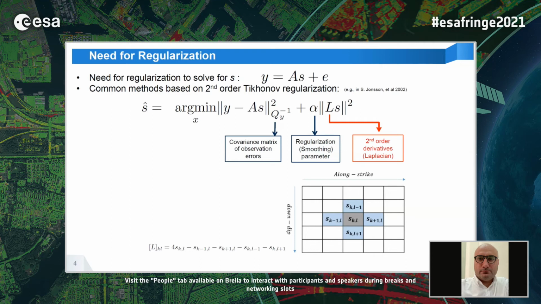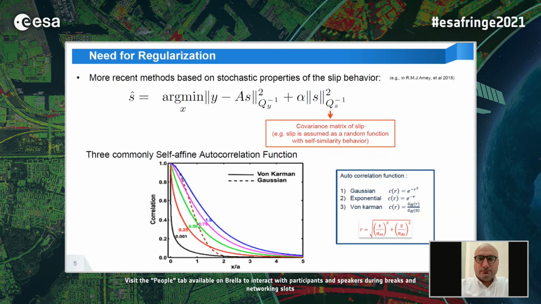If you go to the next slide, these use, instead of the Laplacian, some sort of statistical property of the slip behavior. We assume the slip is a random function on the fault, and we assume some stochastic properties of that. For example, self-similarity behavior, von Karman covariance or autocorrelation function, Gaussian, exponential, different kinds of statistical constraints we can put there to constrain the slip and solve the ill-conditioned problem. In the next slide, we see the motivation of this study.